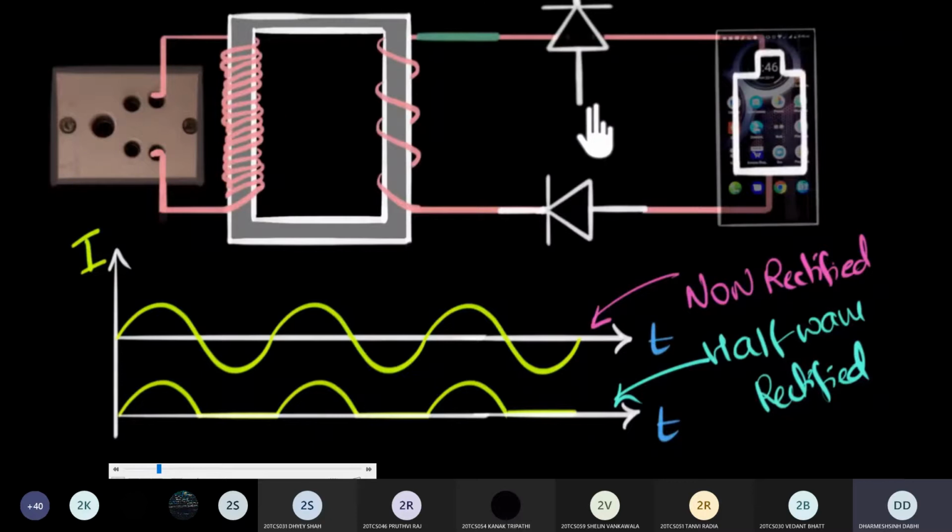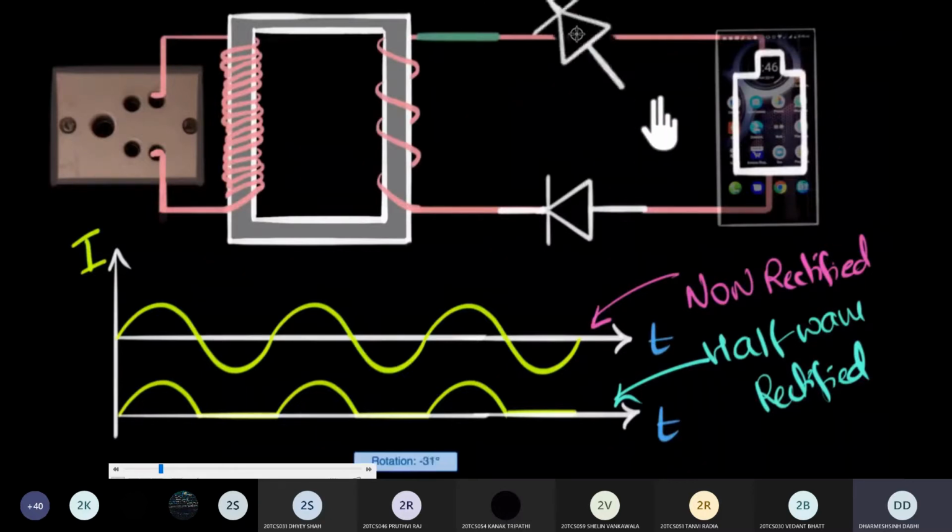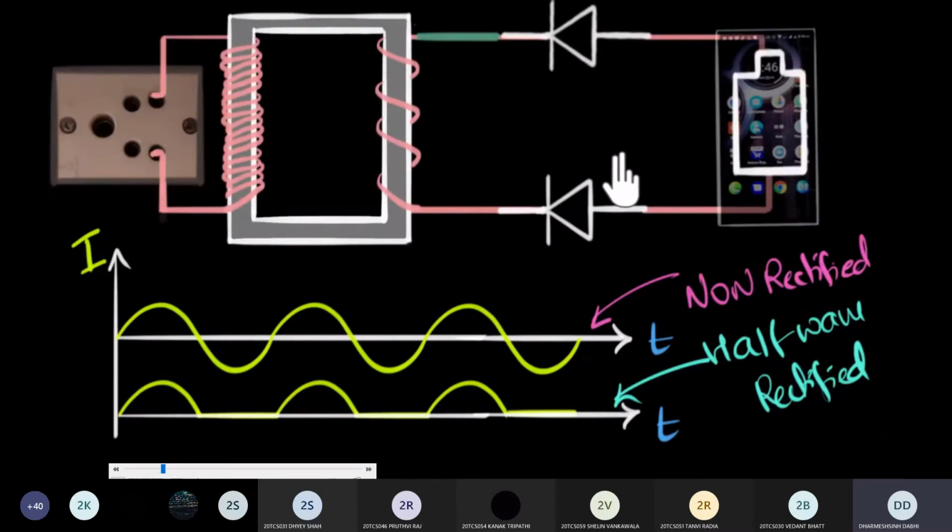Let's just play with this for a while. Let's try and explore. Maybe we take this diode and orient it the same way as the diode we have down over here. What do you think will happen if we had a circuit like this? I want you to pause the video and think about what will happen.